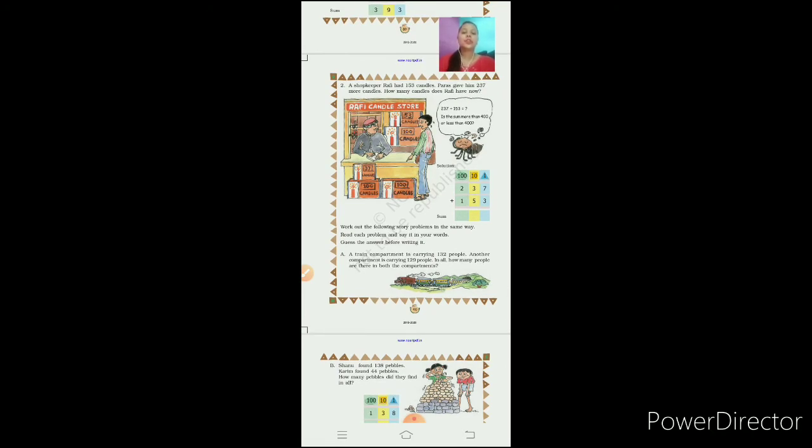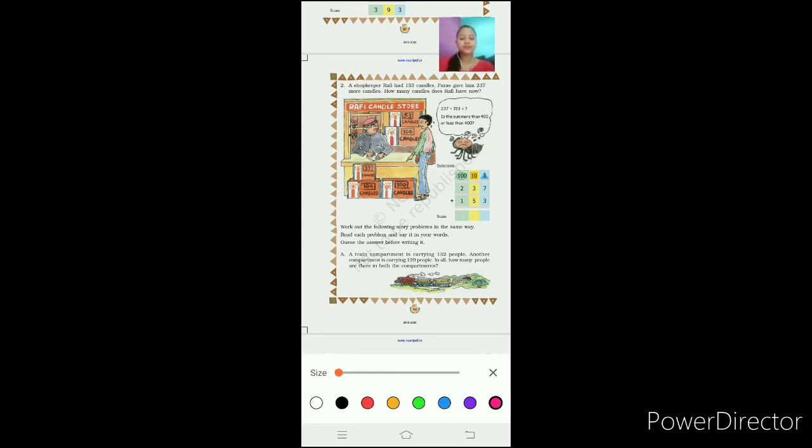Paras gave him 237 more candles. So already he has 153 candles and Paras gave him 237 more. So the total number of candles is a simple addition. 7 plus 3 is 10, 0 carry 1. 5 plus 3 is 8. 5 plus 3 is 8, 8 plus 1 is 9, 2 plus 1 is 3. So the total number of candles is 390.